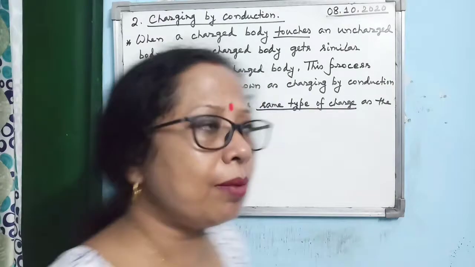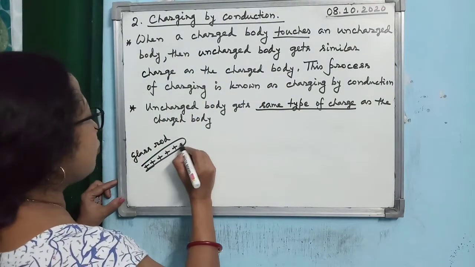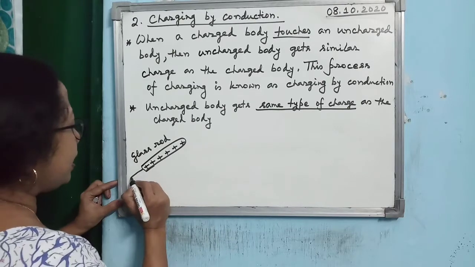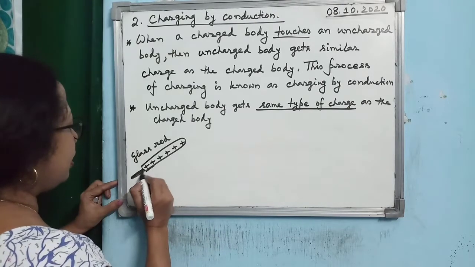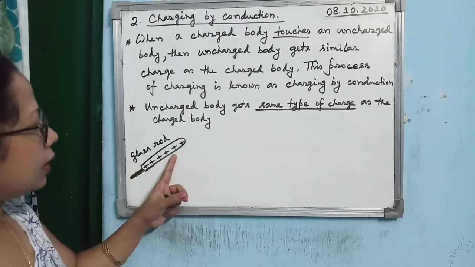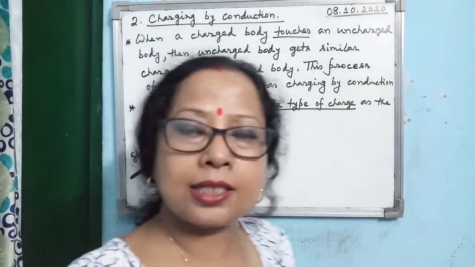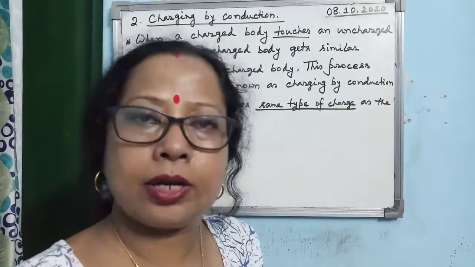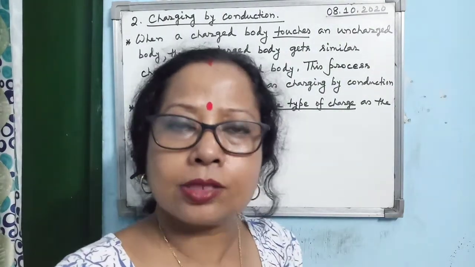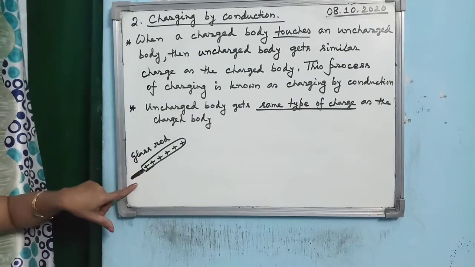Glass rod will become positively charged. So, the glass rod is positively charged. Here there is a handle. This is an insulating handle, because if you touch the glass rod, then what will happen? The charge present in the glass rod, through your body, will go to the ground. So that's why always the black portion is the insulating handle.